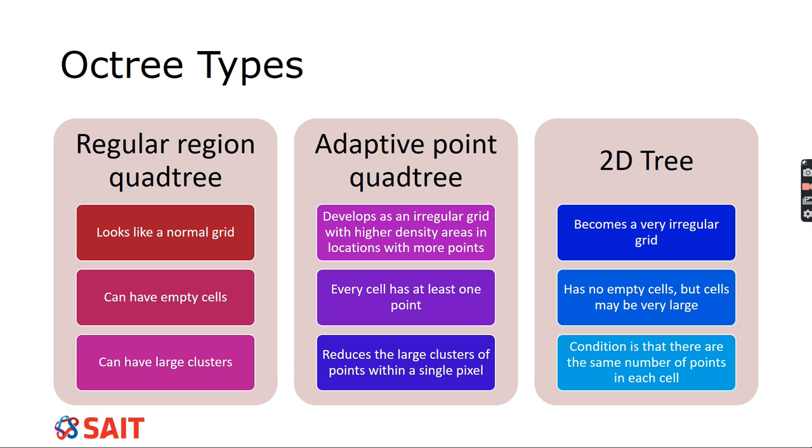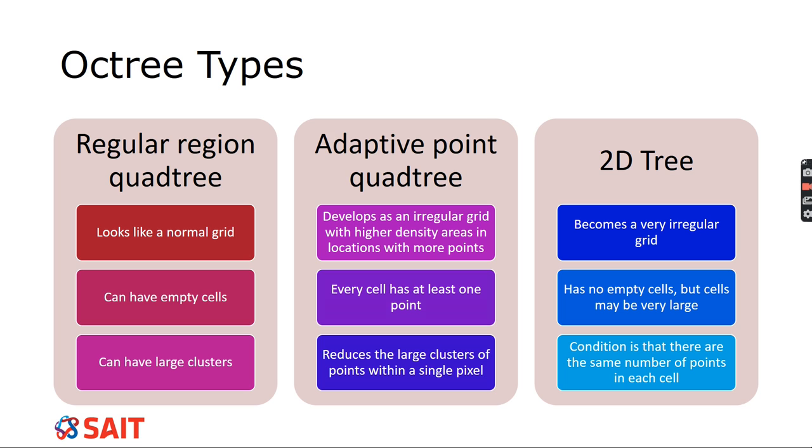There are 3 major types: the regular region quad tree, the adaptive point quad tree, and the 2D tree. The regular region tree is literally a grid. Everything is the same size of grid. It bins everything into one, and you're good to go. You can end up with empty cells. That happens with octrees, and it's really just that binning component. It's not really a pixel at that point, but it bins them.